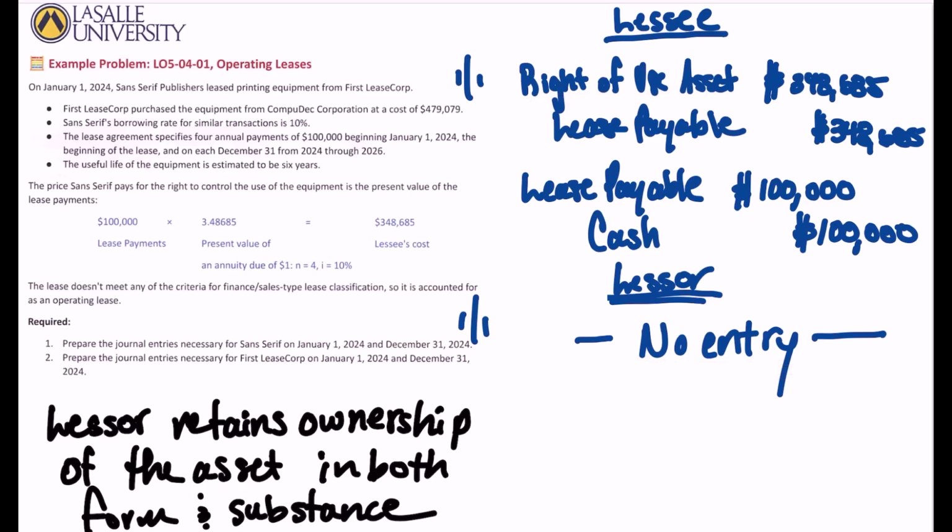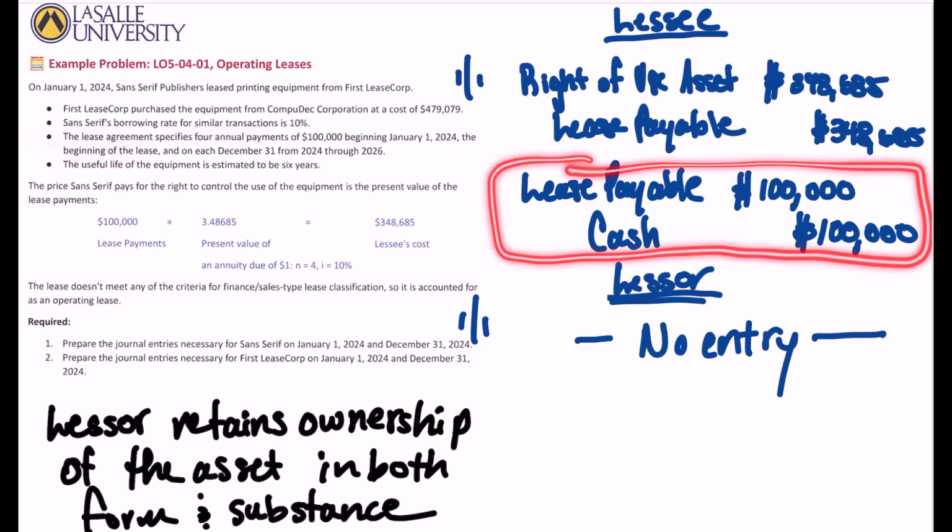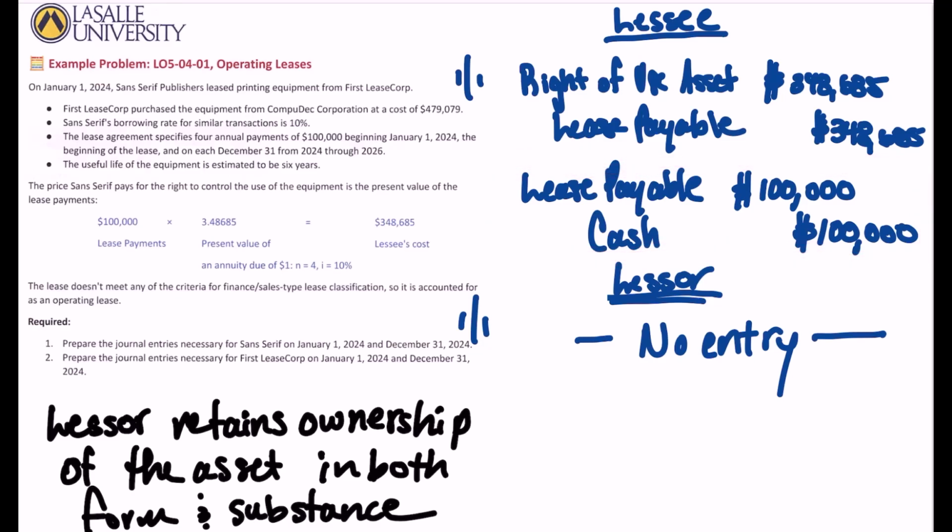Okay. All right, but on January 1st, the lessee is making a payment to the lessor. So we want to record that. So we're going to say debit cash.